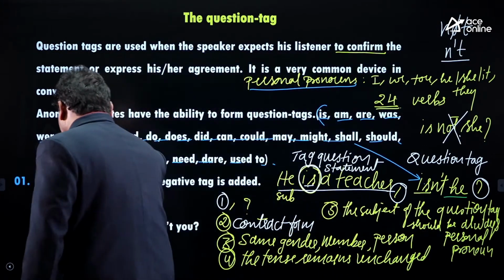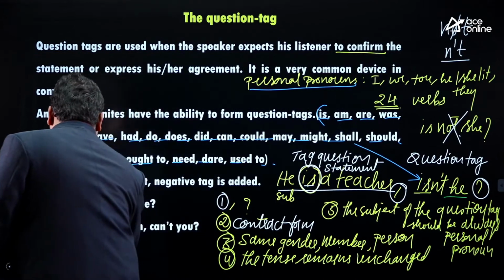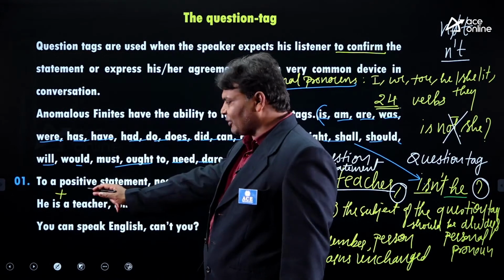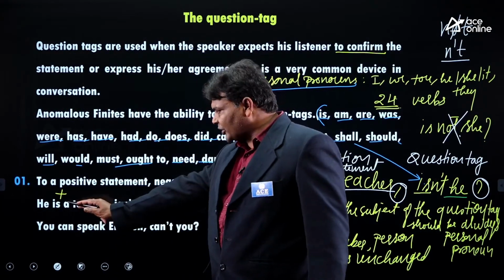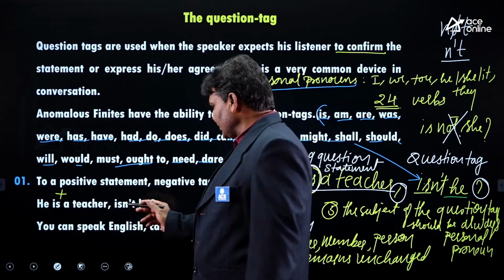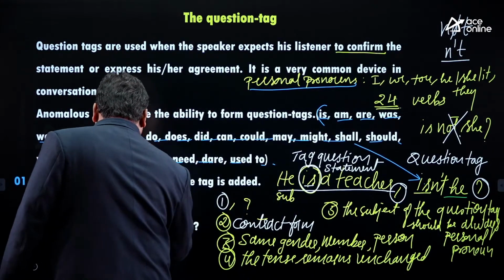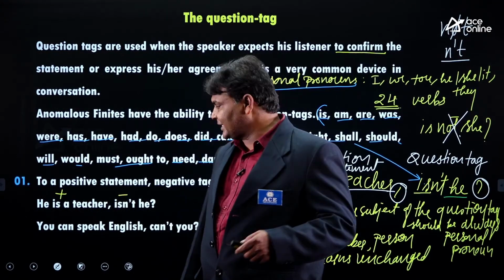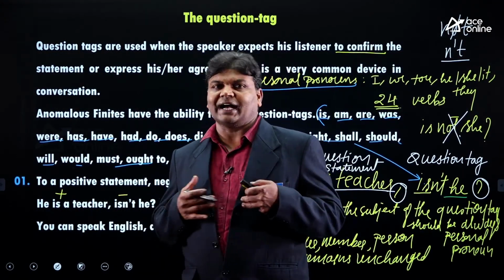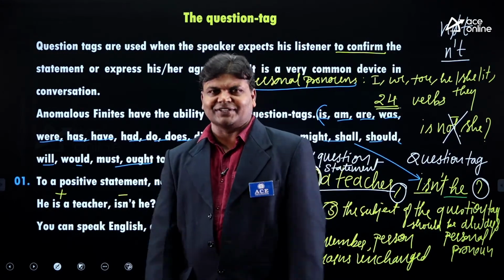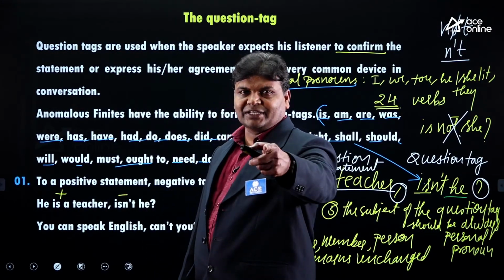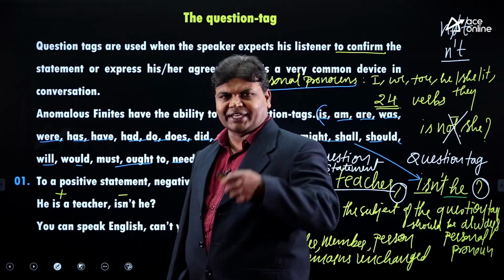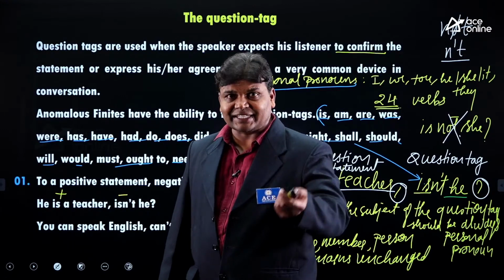If the statement is positive, your question tag is going to be negative, students. Why is it going to be negative? When I say he is a teacher, I know he is a teacher, that's all. I have to contradict you so that you will give me the desired result. So definitely you will say, he is a teacher, isn't he?